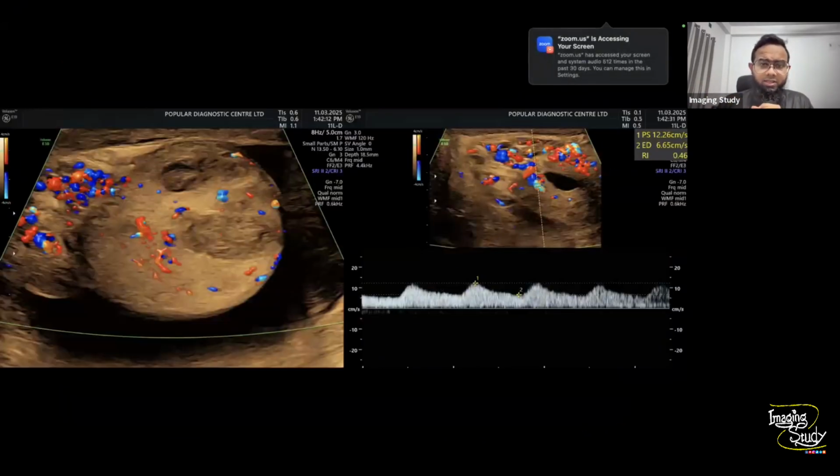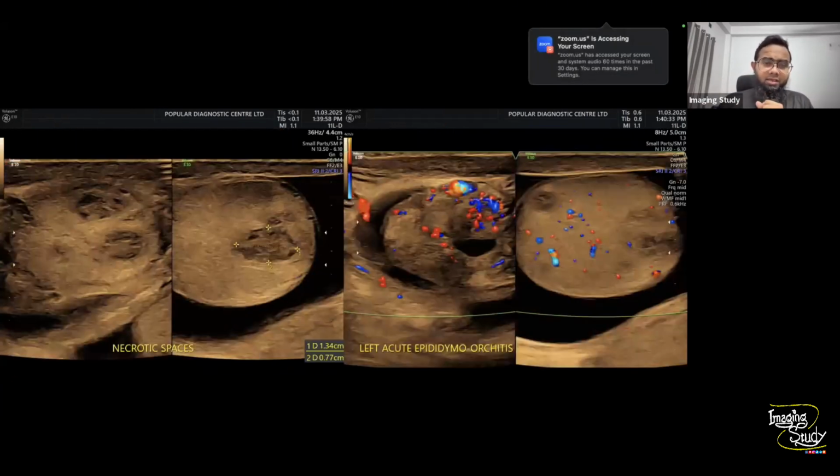So here's the picture. You can see there is no vascularity within these necrotic spaces. And if you check the vascularity, we have just taken a sample from the epididymal artery, not the testicular artery. So this is the branch of the testicular artery. And here you can see a good amount of diastolic flow with reduced resistive index, which is due to the inflammatory process. So here is another picture. We have measured the largest necrotic space. This may not be any important finding. We just did it as a routine procedure.